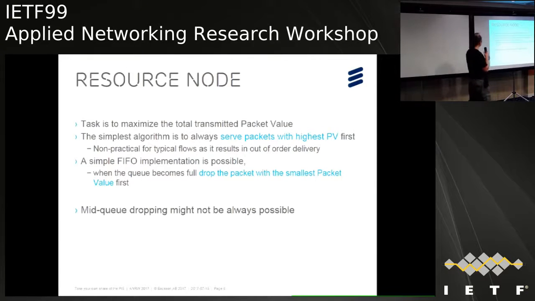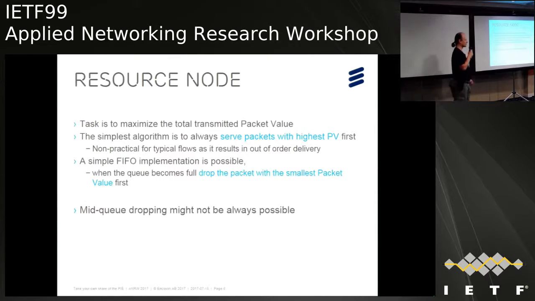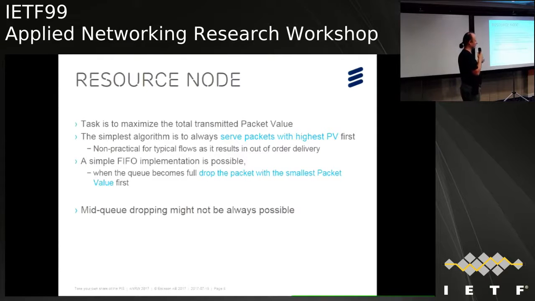Okay, so as I said, the task of the resource nodes within a network is to maximize the total transmitted value. So the simplest algorithm is to always serve the packets with the highest packet value first, which is not practical because you want to keep ordering within flows at least. So the second simplest algorithm in concept is a FIFO implementation, and then when the queue becomes full, drop the packet with the smallest packet value first. But still, mid-queue dropping might not always be possible. So you have to be able to find and drop these packets.